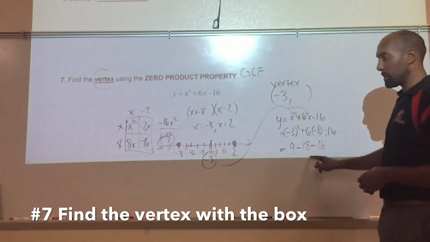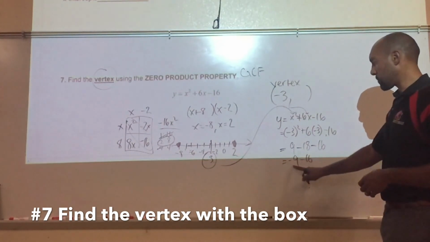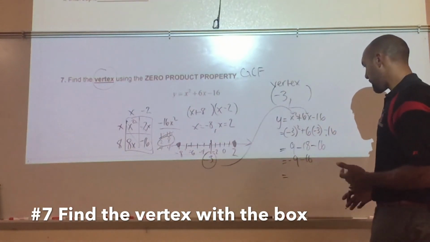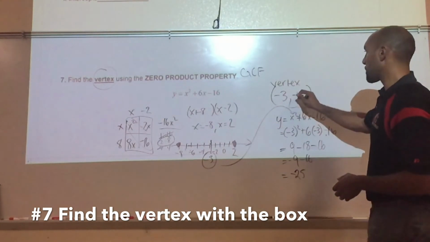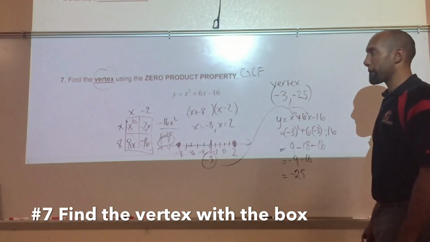9 minus 18, well that's negative 9. Then subtract 16, well these are both negatives, so we add the negatives. 9 plus 16, that's going to be 25, but they're both negatives, so they stay negative. So our vertex is negative 3, negative 25. Okay? That's it.